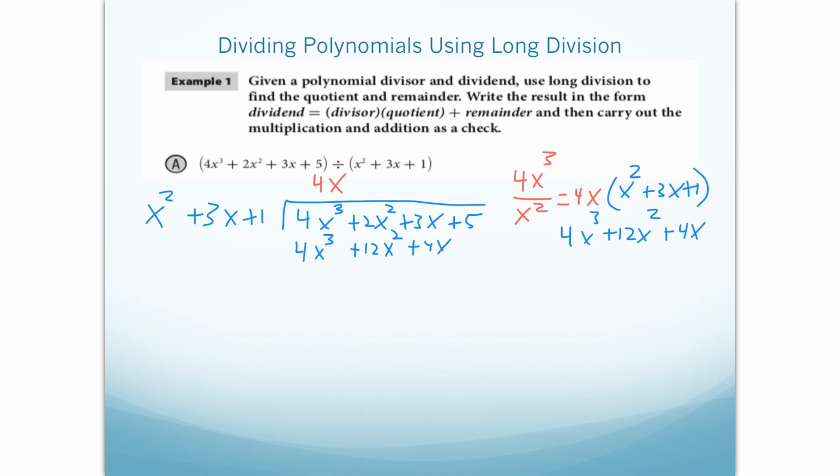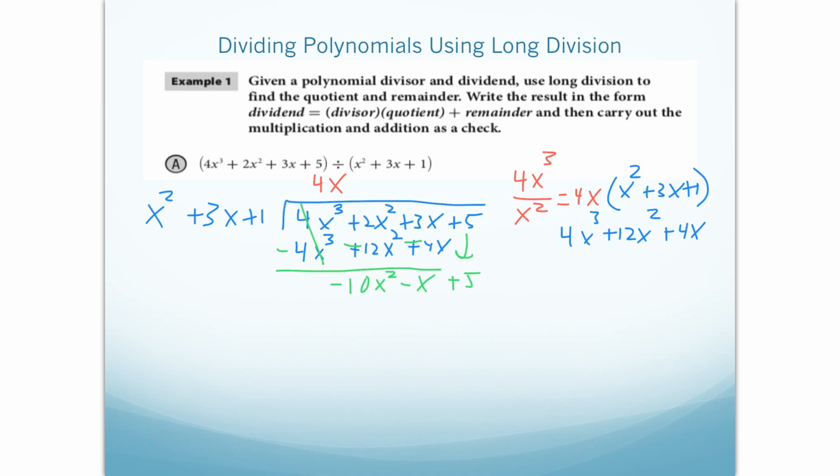And now, just like when we did long division with numbers, we have to subtract this now. So we have to subtract or change the signs on all these terms. The first term should cancel out. 2x squared minus 12x squared is negative 10x squared. 3x minus 4x is a negative x. And we bring down the next term.